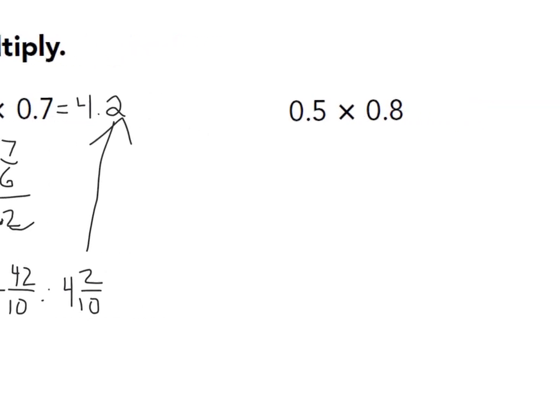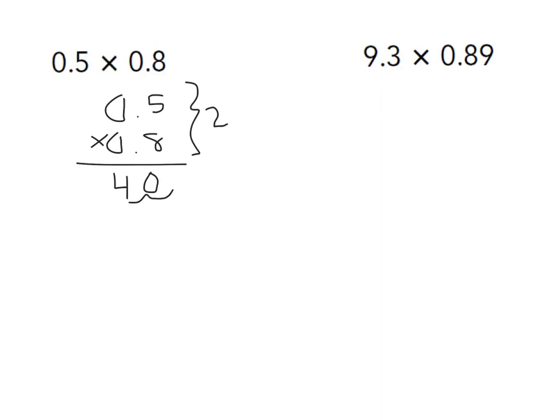As I look at the next one, 5/10 times 8/10, I can set that up as 5/10 times 8/10. I see that my problem has 2 decimal places in it, so I'll make sure there's 2 in my answer. 8 times 5 is 40. That problem's pretty much over. I need 2 decimal places. 0.40 or 40 hundredths, or I could just call it 4/10.